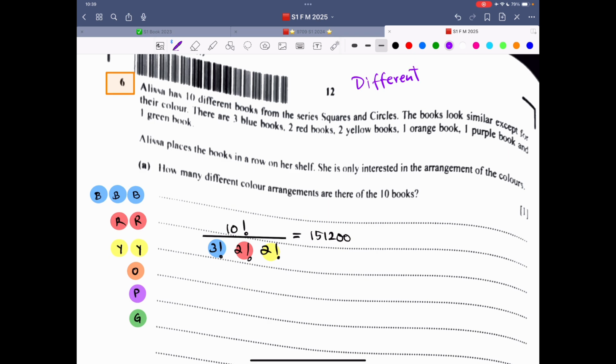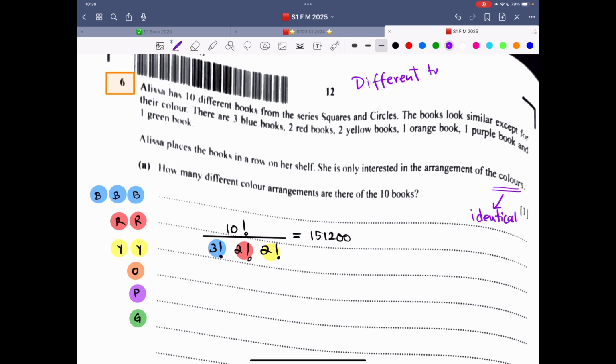The books look similar except for the color. There are 3 blue books, 2 red books, 2 yellow books, 1 orange book, 1 purple book, 1 green book. Alyssa places the books in a row on her shelf. She's interested in the arrangement of colors. Now when she is interested in the arrangement of colors, for this purpose, they are identical.